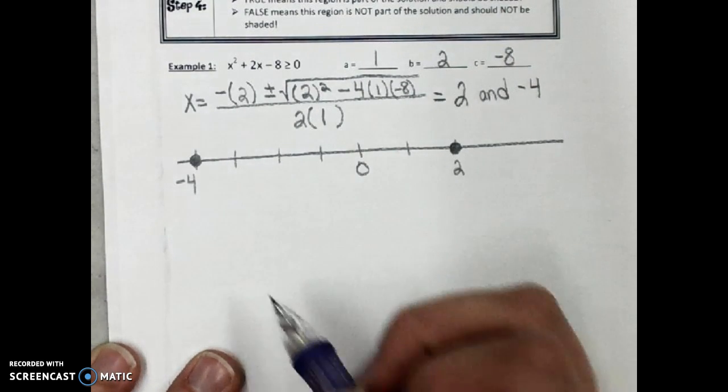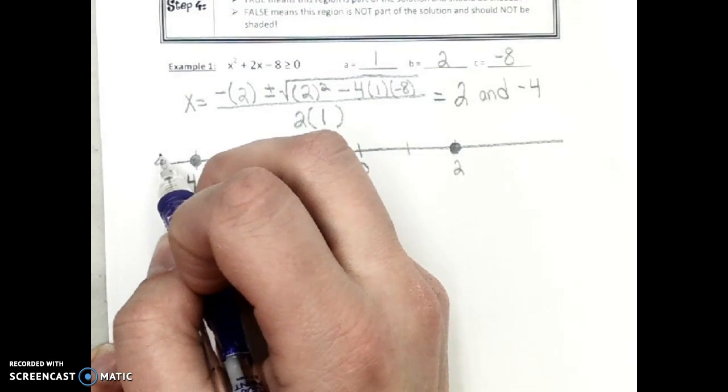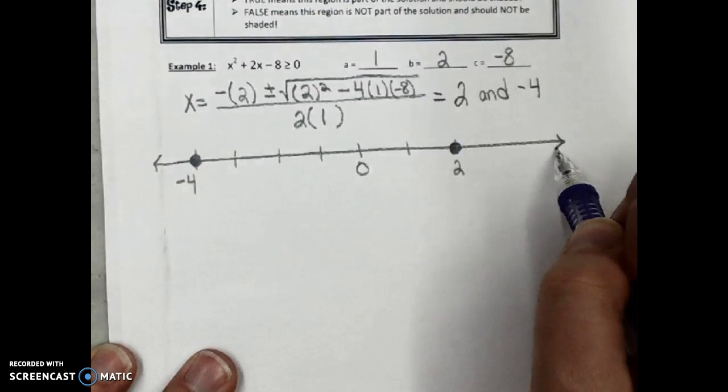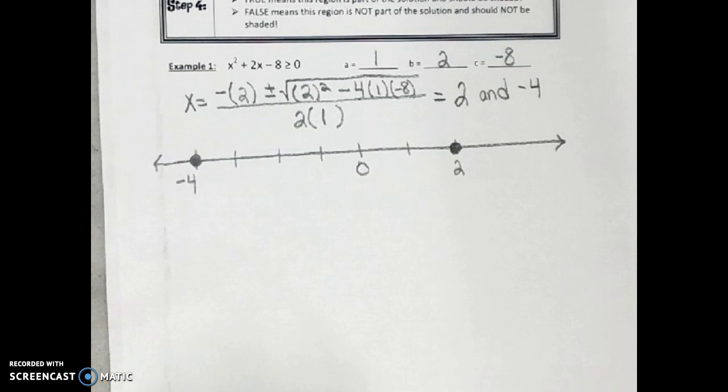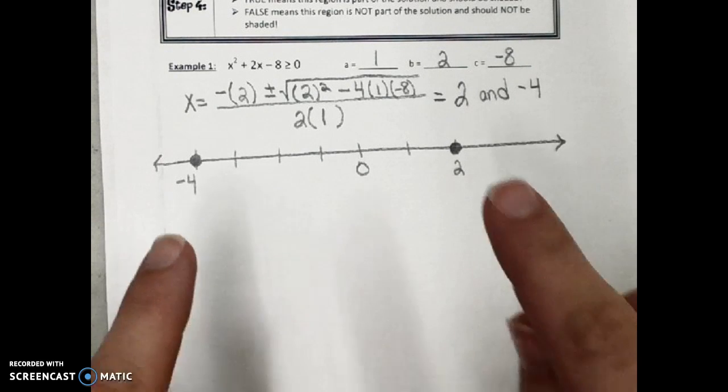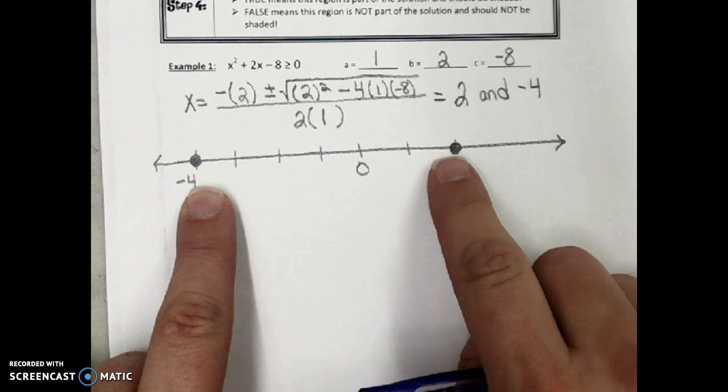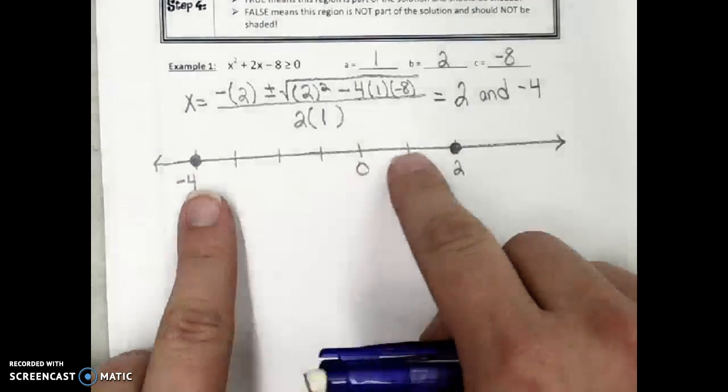Now, we have completed step 2. I'm going to pick a point to the left, to the middle, and to the right of these 2 points. I'm going to start with the middle because that's the most obvious. Here's your 2 points. Anything in the middle will work.